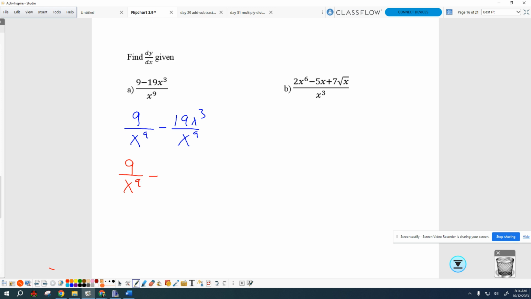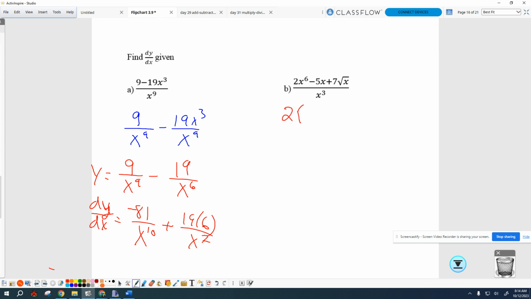I've had students split it up and then not reduce, and they did quotient rule here. This is 19 over x to the 6th. So it's just power rule. Multiply by the power, lower the power, whatever 19 times 6 is. Multiply by the power, lower the power. Be careful of the signs. And this one, you would split it up into 3 pieces. And reduce.